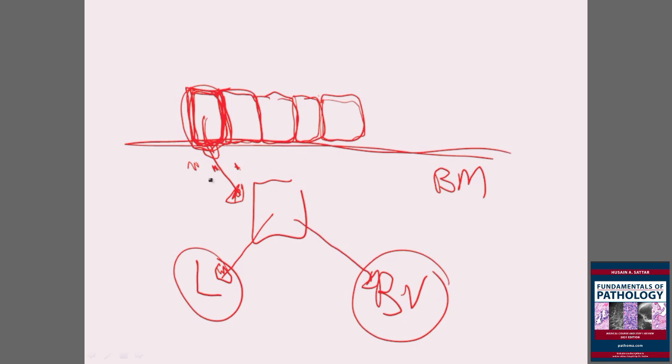Step number 1, downregulation of E-cadherin. Step number 2, the cells then attach to laminin. Step number 3, they destroy the basement membrane using collagenase type 4. Step number 4, they attach to fibronectin in the extracellular matrix and begin to spread locally. And then step number 5 would be to enter into the vascular or lymphatic space.